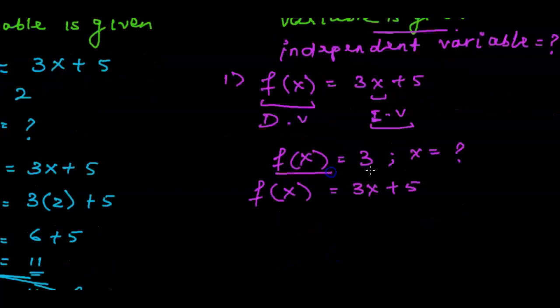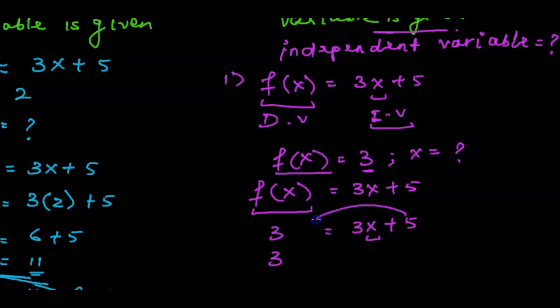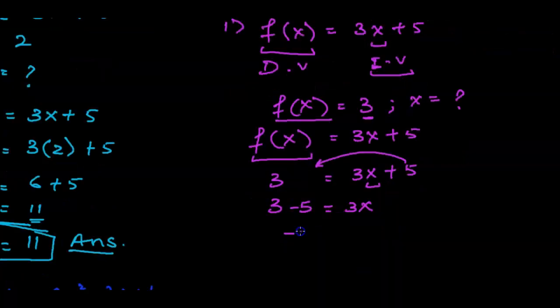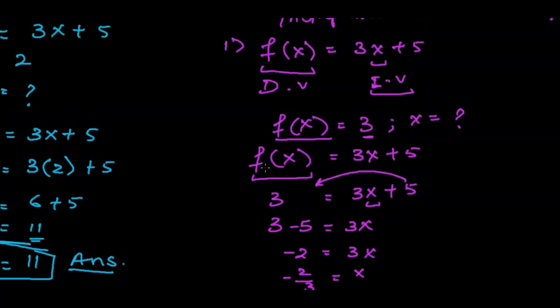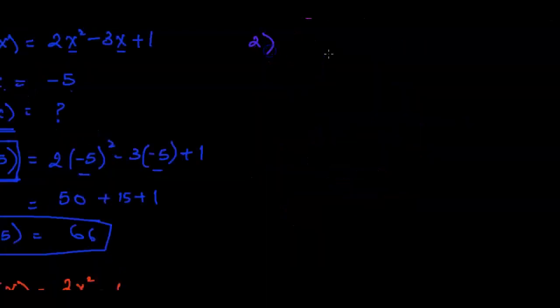Now we're given f(x) as 3. So the whole dependent variable is given to us as 3. And we are looking forward to finding the value of the independent variable, that is x. So all we have to do is just isolate this x. Move this 5 to the other side. 3 minus 5 is 3x, which gives us a negative 2 equal to 3x. So x is equal to negative 2 over 3. So always remember, whenever we are given the dependent variable, in place of f(x) we put the value and we solve for the independent variable. Let's do another question for the sake of practice.